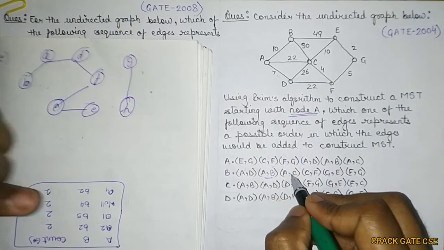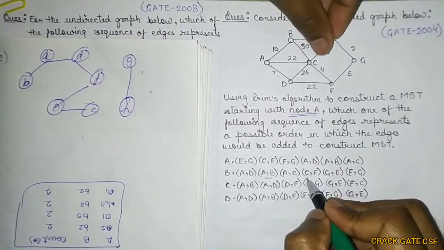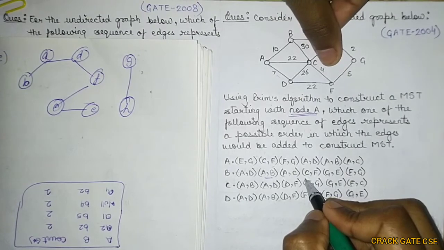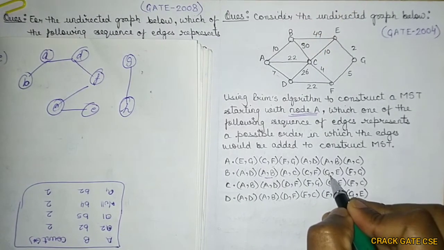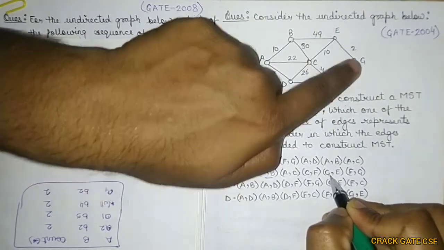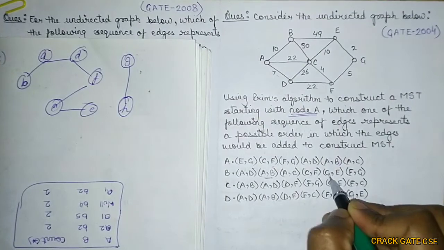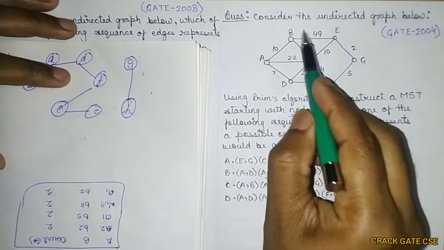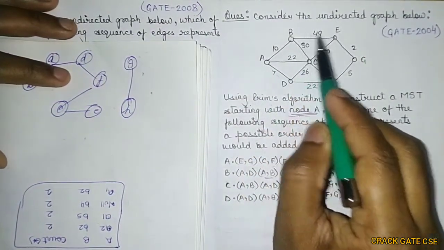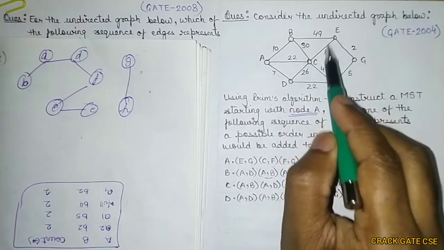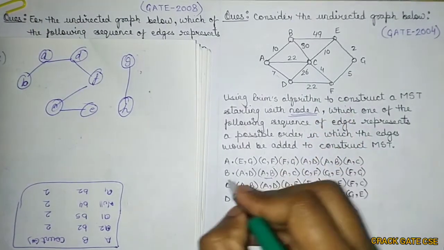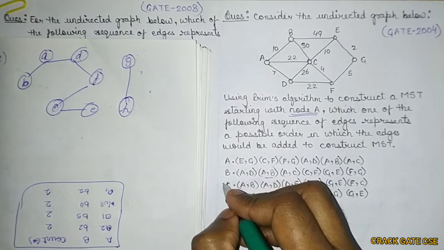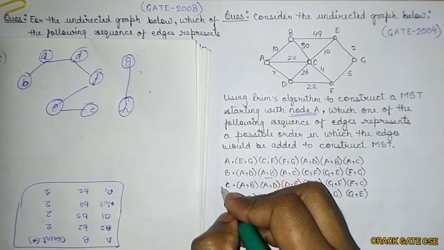After AC, they have selected CF. This CF is the next minimum, 4. So this one is also right. After CF, they have selected GE. Again, you can see that they have covered this, and after that they have selected an H which is not having any connectivity. So if we go with B, there is a disconnected component, which violates the property of Prim's algorithm.